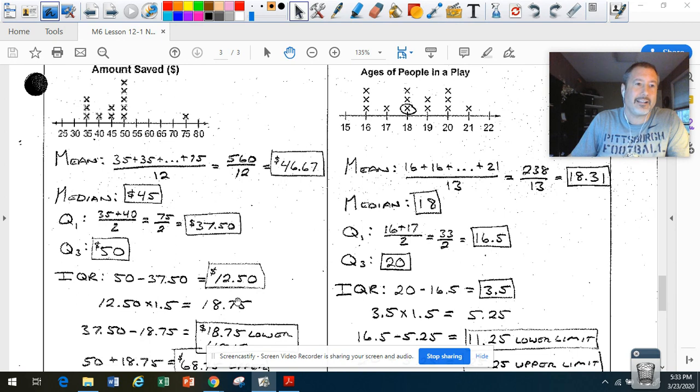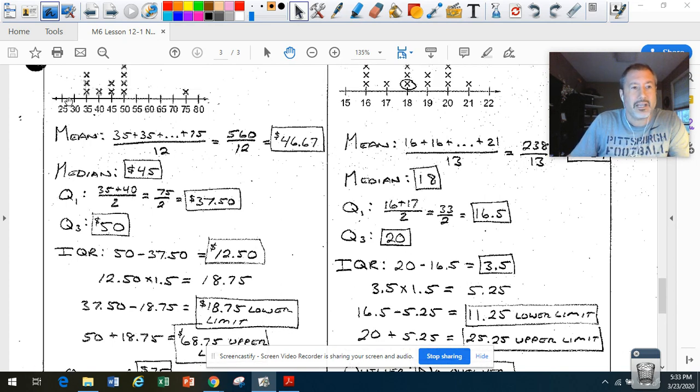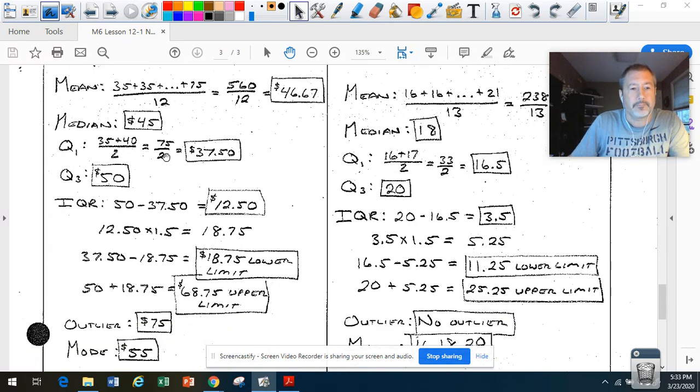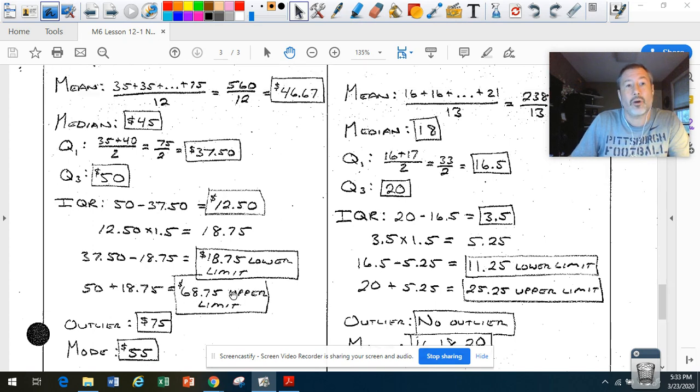Now let's apply that to the Q1. So we take our $37.50, we subtract the $18.50 from it, which gives us a lower limit of $18.75. As you see here, there's nothing below 35, so we do not have an outlier at the lower end. Let's go now to the Q3. The $50 plus the $18.75 is going to be equal to $68.75, which is our upper limit here.